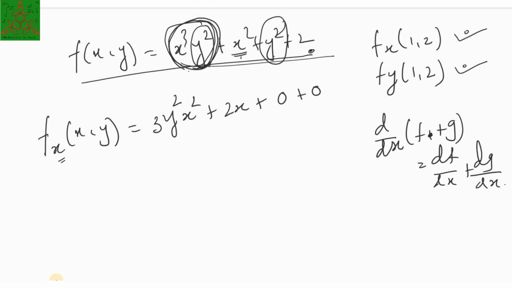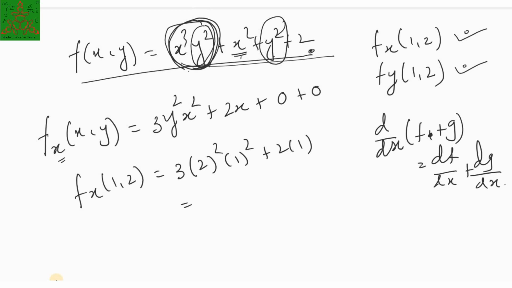So fx is this. Now fx at the point (1, 2), you will have 3 into 2 square into 1 square plus 2 into 1. So that is 4 into 3, it is 12, plus 2, it is 14.